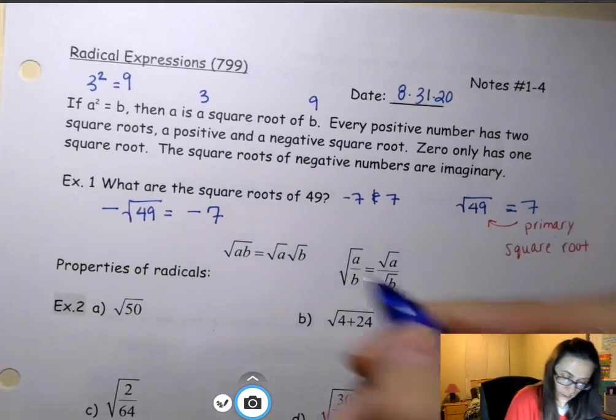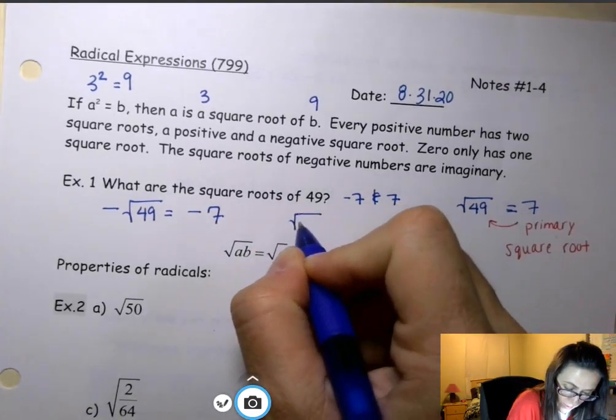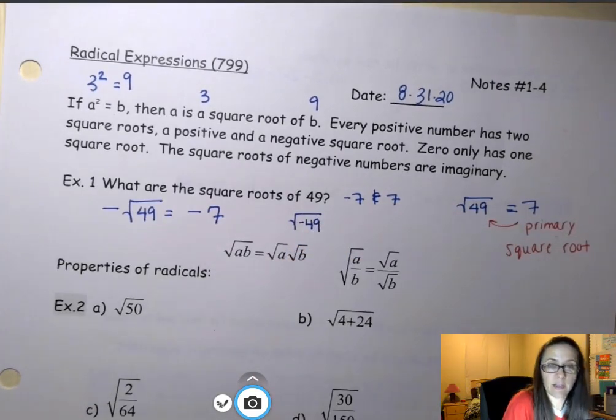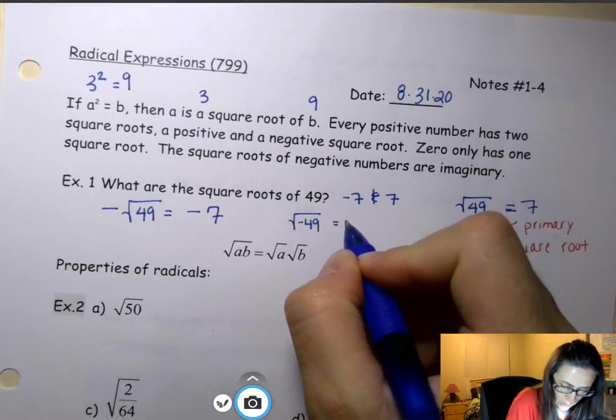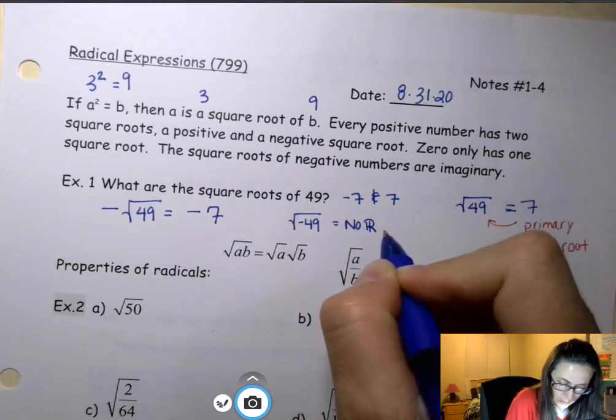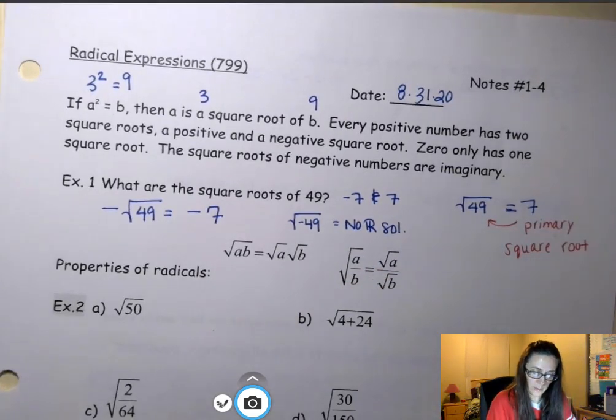If I asked you for the square root of -49, you cannot take the square root of a negative number, so this would be no real solution. Okay, so those are the roots that we want to pay attention to.